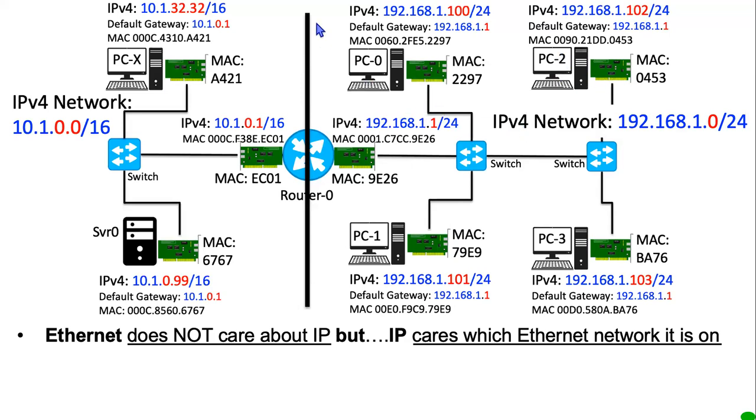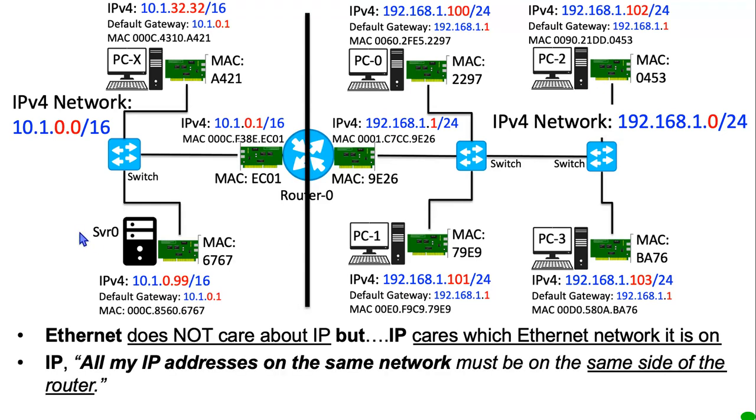Basically, what I'm saying here is we have a router here. And again, notice that all these IP addresses on this network are on one side, and all these IP addresses are on this side for this other network. We'll talk more about that later. Okay, so yes, all the IP addresses that are on the same network must be on the same side of the router.